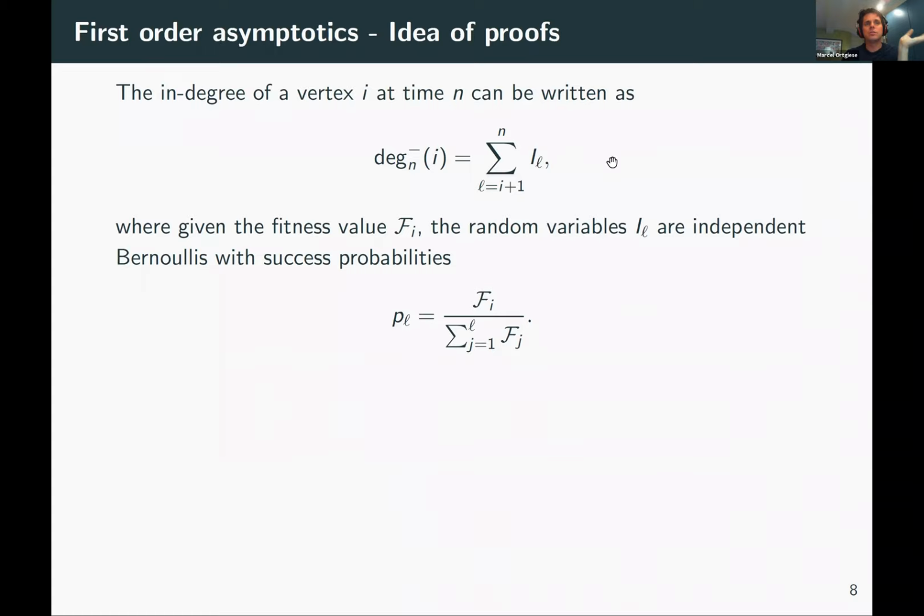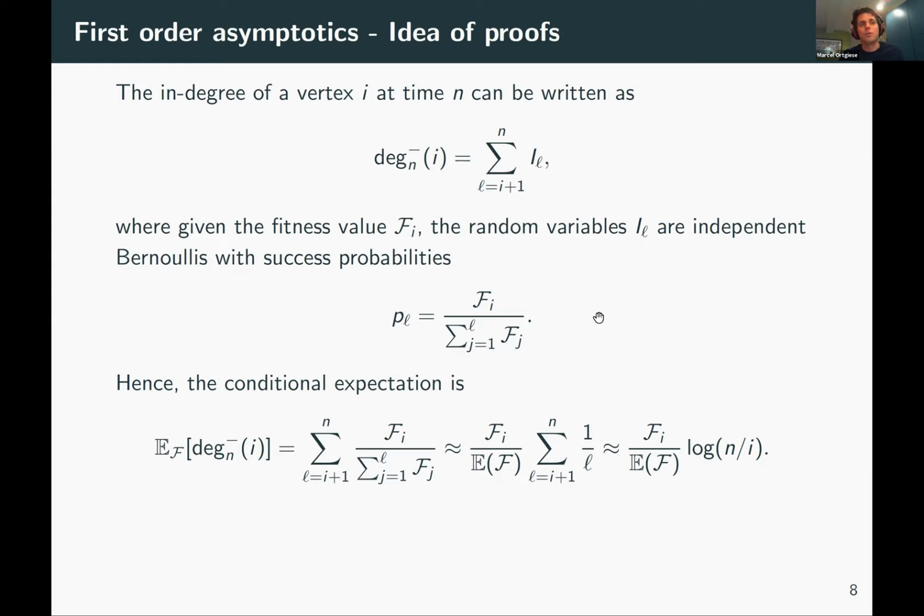There's one thing you can do, which is relatively straightforward to get started in this model. You use the fact that vertices come in with probability that depends only on the fitness. So you can write the degree as a sum of indicator random variables. The indicator random variable tells you whether at time L, the vertex that comes in at that time connects to you or not. And it connects to you with probability your fitness, in this case F_i, divided by the normalization, so it's a probability, the sum of the fitnesses of the first L vertices. So it's just a sum of independent indicator random variables if you have fixed the fitness.